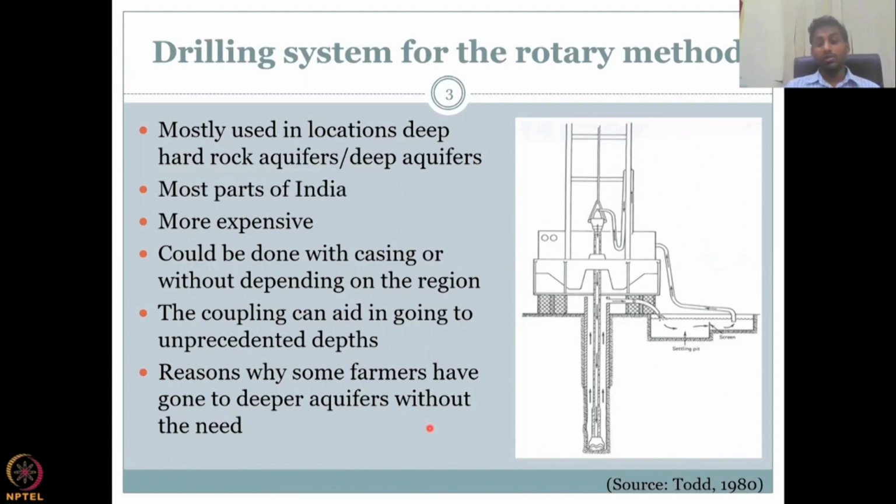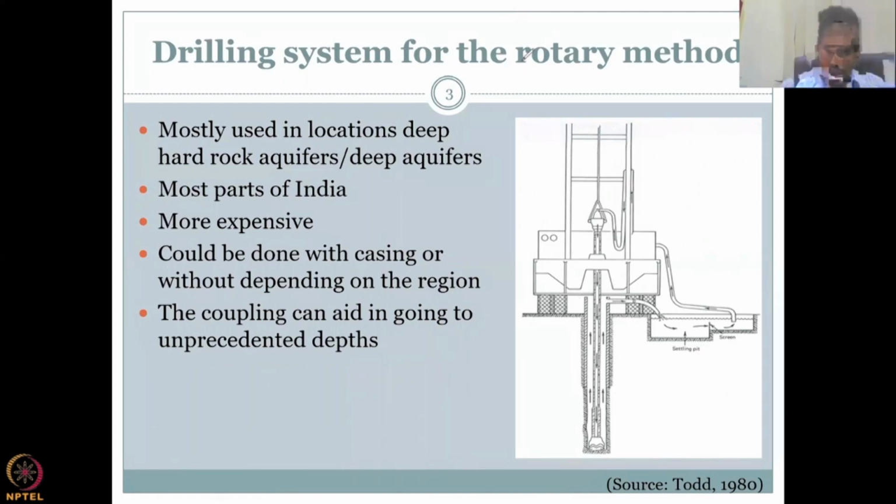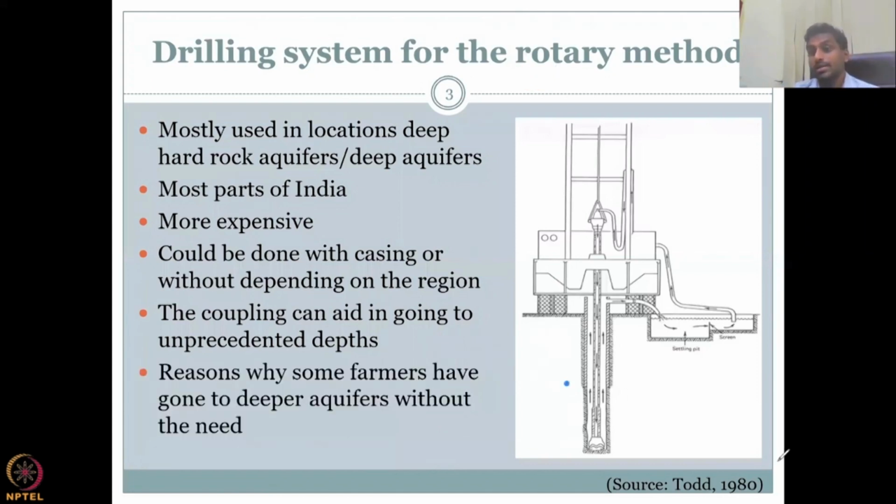Farmers have gone deeper to aquifers without the need. What am I saying here is, for example, you are getting water at this level. Still, the farmer says, oh, you're here. All I have to pay is just extra diesel for putting it much lower. So they just go deeper and deeper and deeper.